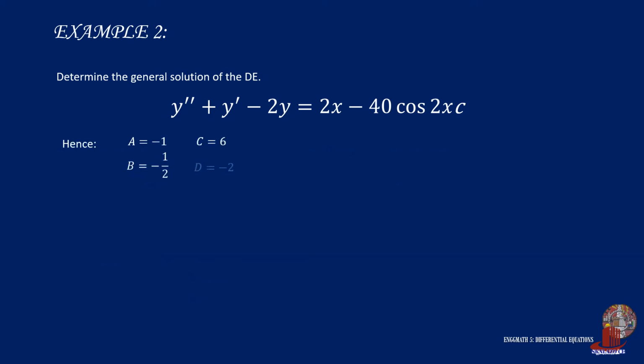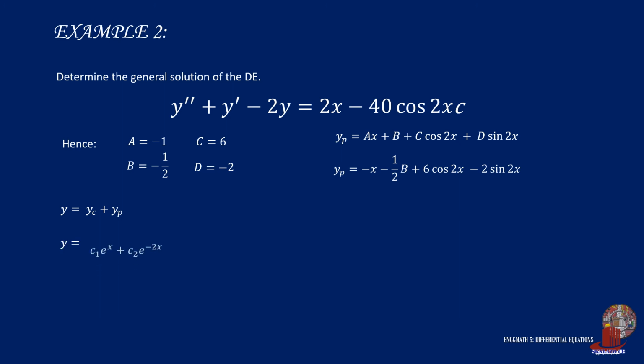Now, having all the values of the unknown coefficients, we simply plug them into yp. Then finally, we complete y, which is yc plus yp, with c1 times e raised to x plus c2 times e raised to negative 2x minus x minus 1/2 plus 6 cosine 2x minus 2 sine of 2x. At this point, each term in the equation is distinct, so we take this as the general solution.